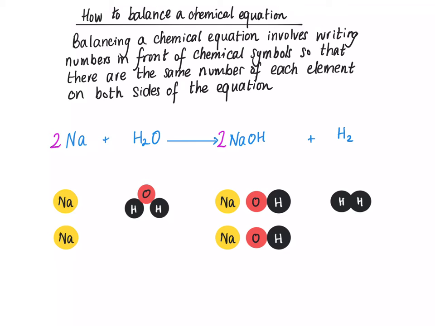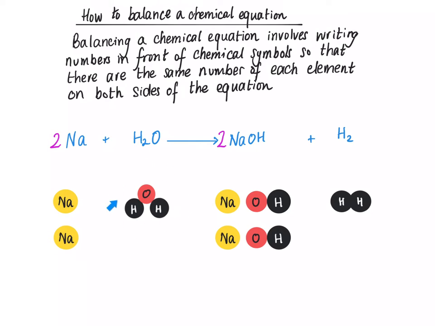But if we now check our oxygens and our hydrogens, on this side of the equation we have 1 oxygen, and on this side we have 2 oxygens. On this side we have 2 hydrogens, but on this side we have 4 hydrogens. So we need to increase the number of oxygens and hydrogens on this side of the equation.